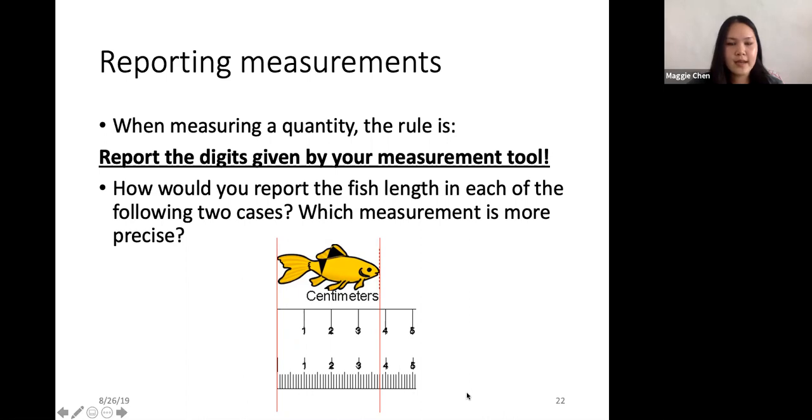Okay, so that's how we would report measurements. Did anybody have any questions about any of the topics that we went over today? Okay.